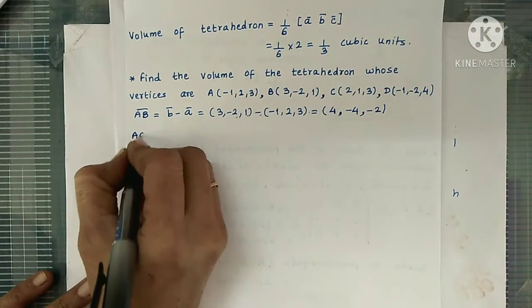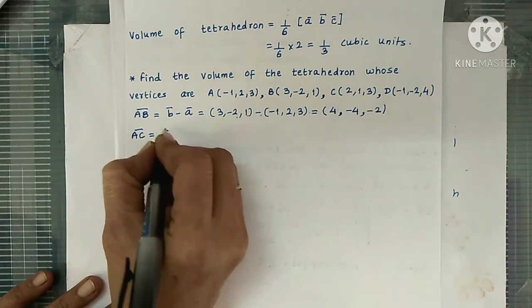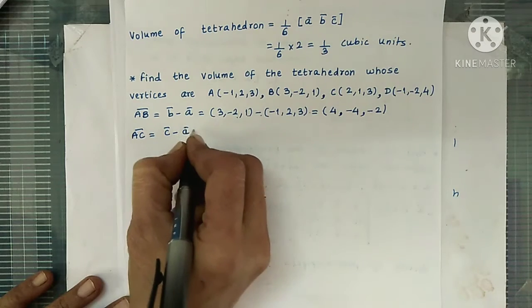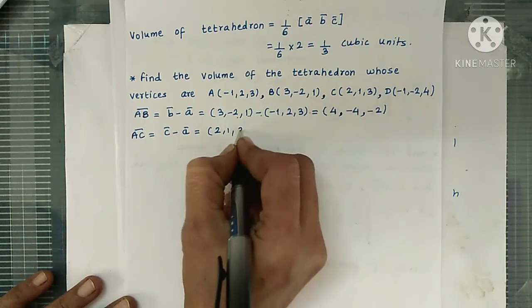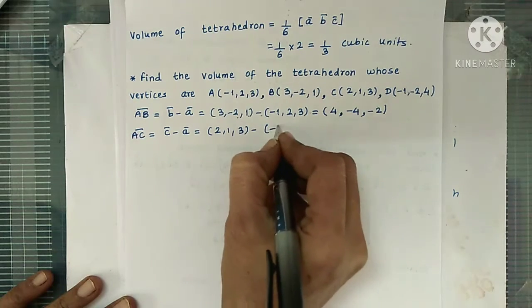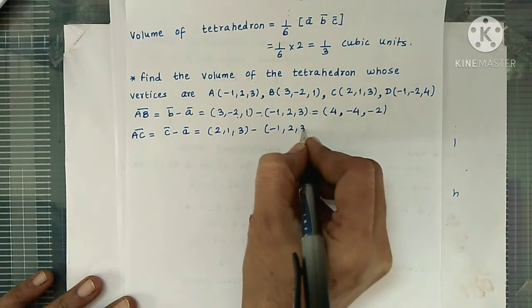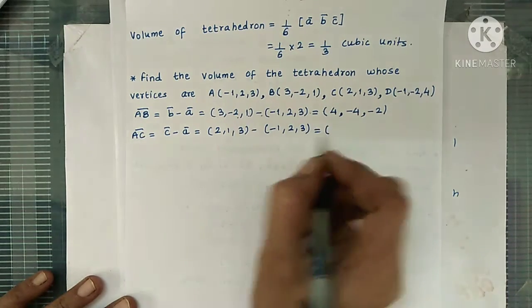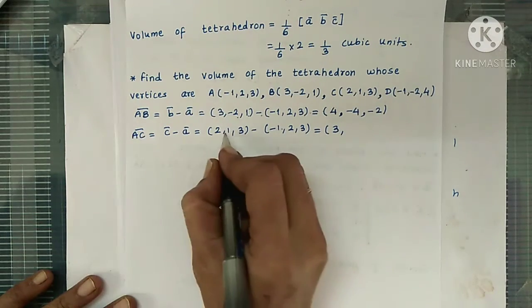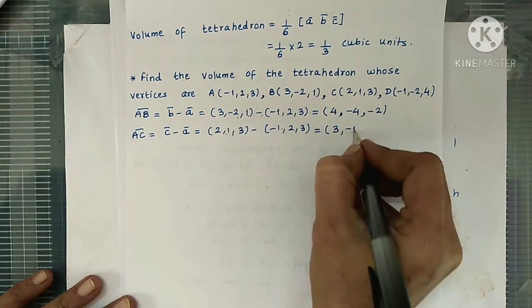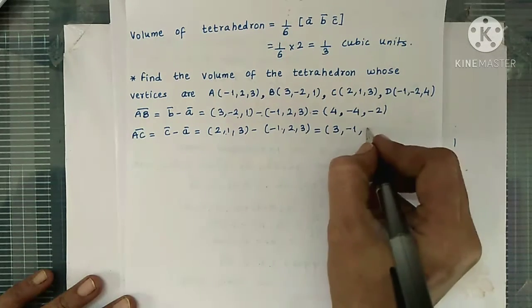Then AC bar. AC bar is C bar minus A bar. Now point C is 2, 1, 3. Minus A, that is minus 1, 2, 3. So we have 2 minus minus 1, that is 2 plus 1, 3. 1 minus 2 gives us minus 1. 3 minus 3, that is 0.